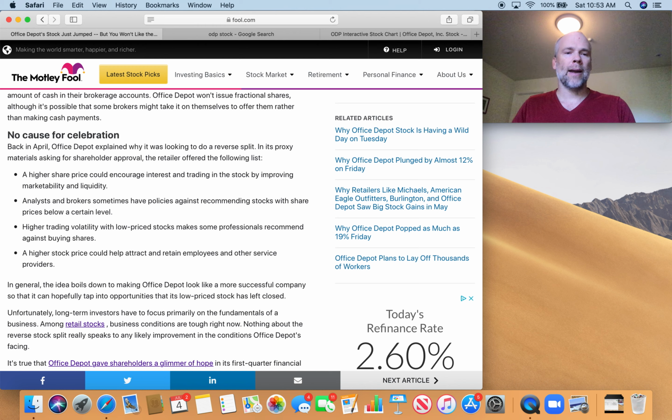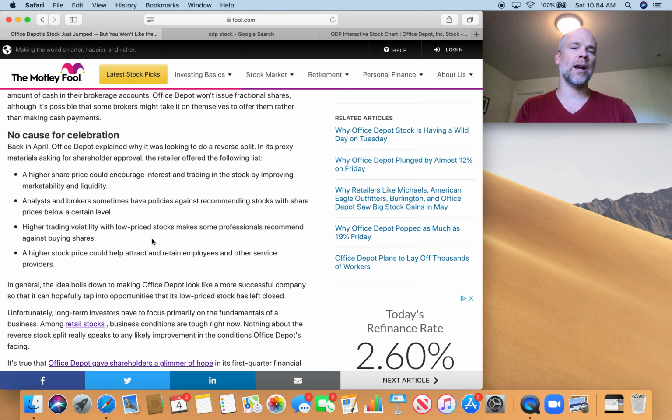I don't know what to make of that. The second reason, analysts and brokers sometimes have policies against recommending stocks with share prices below a certain level. So before the reverse stock split, Office Depot was trading in the low $2 per share. Okay, maybe some institutional investors have policies where if a stock price is below $5 a share or below $10 a share, they can't invest in it. But again, this reason is a little fishy as well.